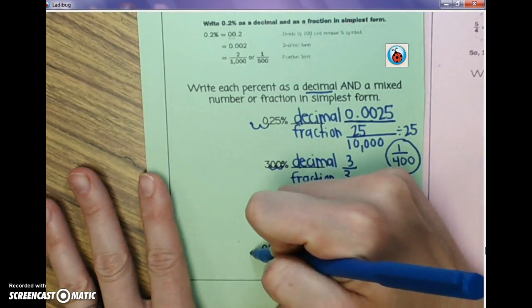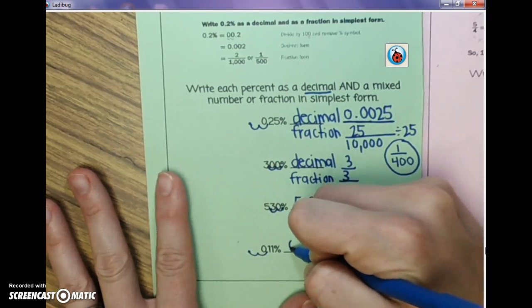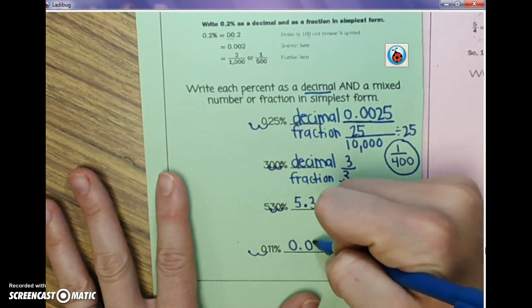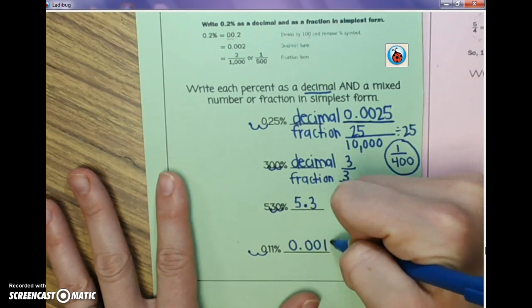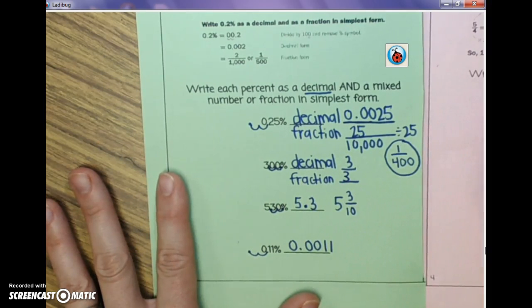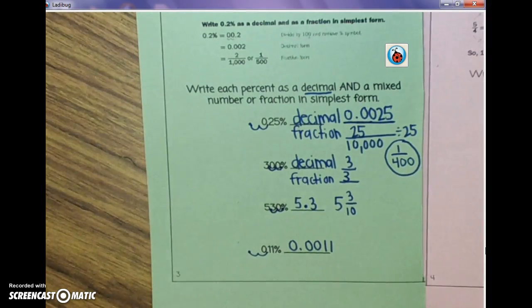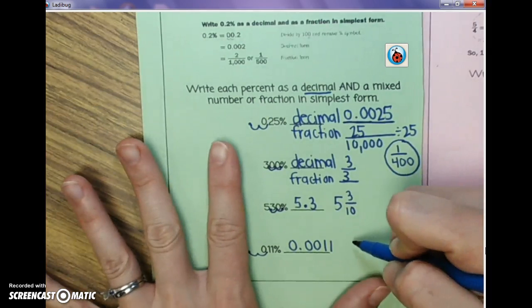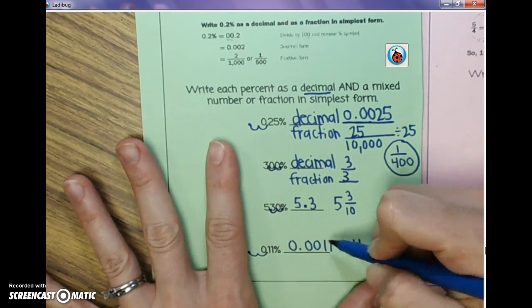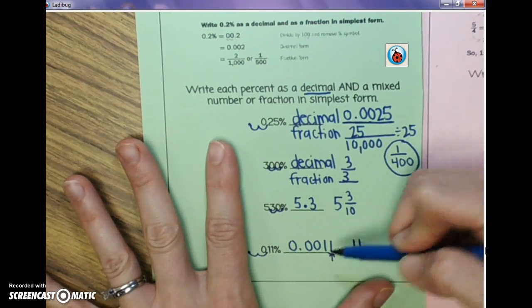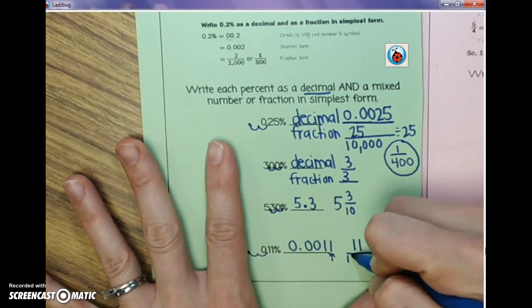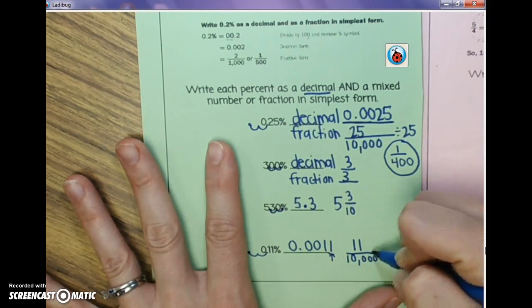Twice. So we go 1, 2. We get 0.0011. There's our decimal. What do we still have to write then, Landon? Our fraction. 11 over 10,000. Do you guys agree? Yes. Because this last one is in the 10,000 spot. Can we simplify that? Nope.